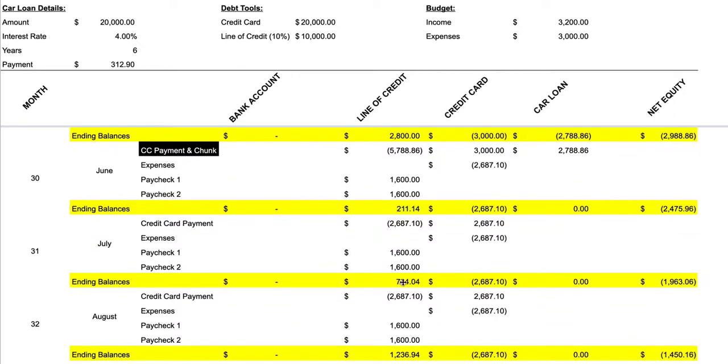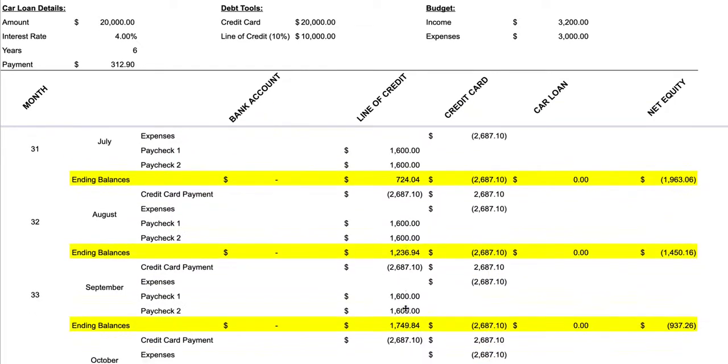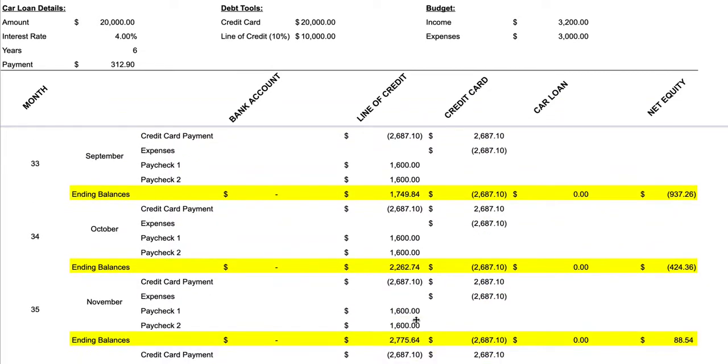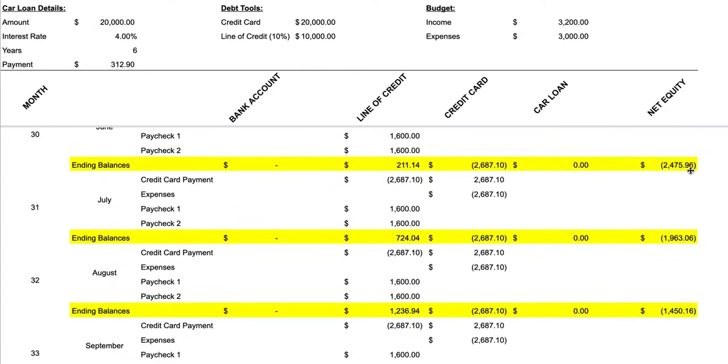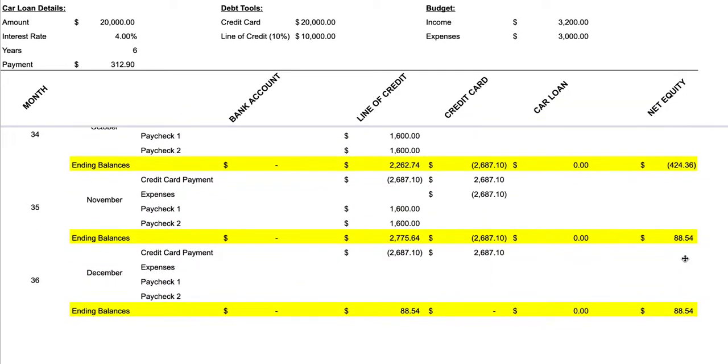From 211, you get to 724, you get to 1236, 1749, 2262, 2775, and then this will be the ending of it. This is where you pay it back, right here. And you can also use the net equity over here to see where you're at. Once you get back to positive, now you know you paid it back. You paid the line of credit back.